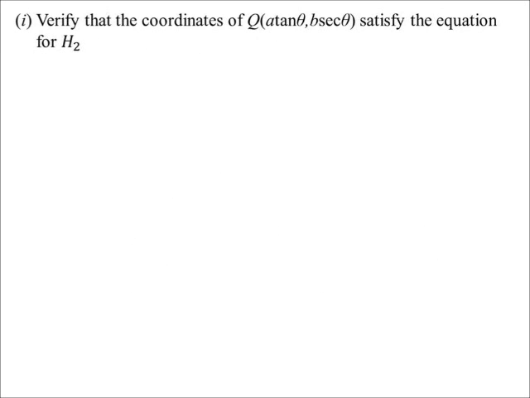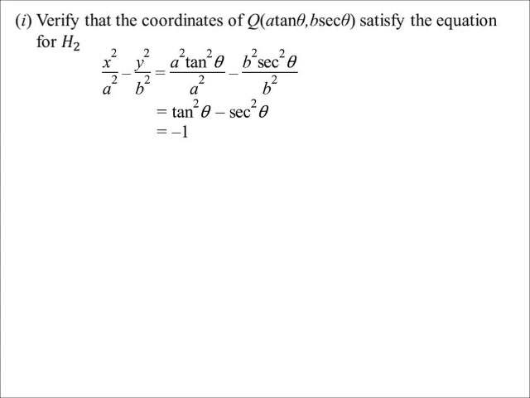So, bit of a gift mark to start the question, because all we've got to do is substitute it into the equation of the hyperbola. Hopefully, we'll come up with, in this case, it was -1, wasn't it? So sub that in, a squared tan squared on a squared, b squared sec squared on b squared. They cancel, tan squared minus sec squared, -1. So fingers crossed, yes, we got that mark.